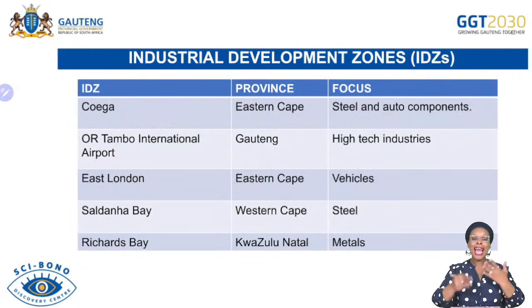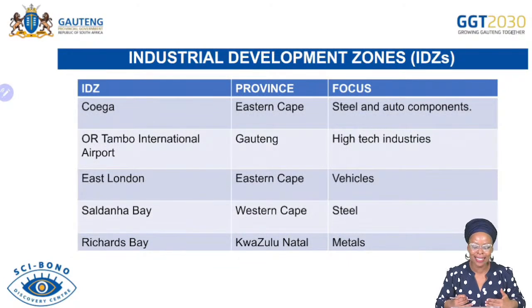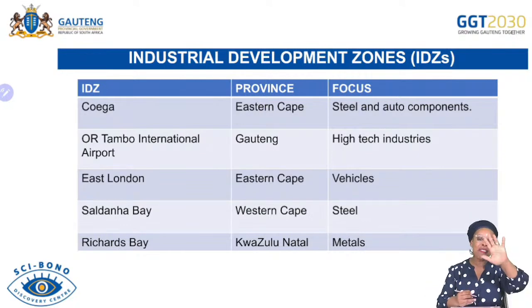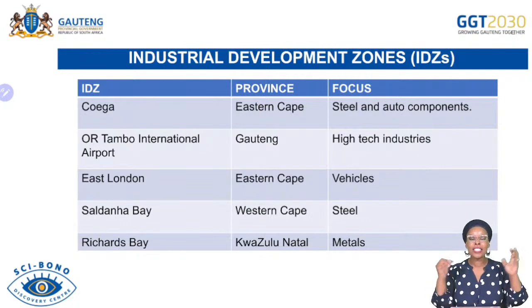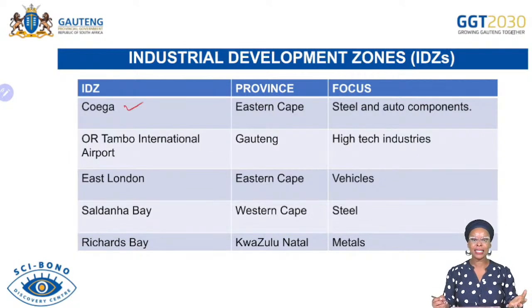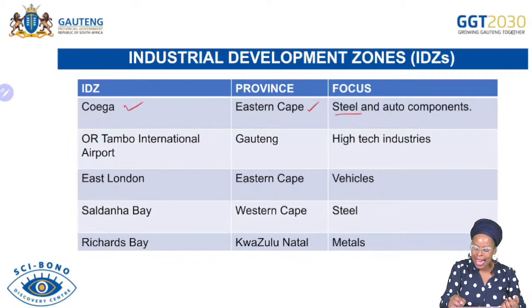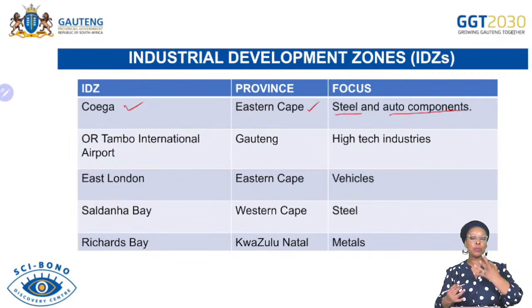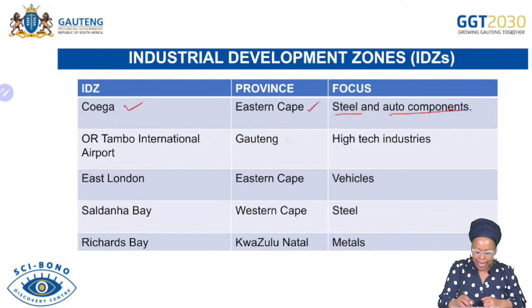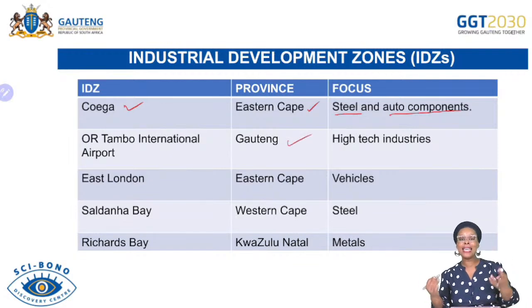Previously, we had IDZs. Underline previously. Previously, we had 5 IDZs in South Africa. Let's look at them. We had the Coega IDZ, which is located in Eastern Cape. It focused on steel and auto components, those parts which are used for manufacturing of vehicles. We also have OR Tambo International Airport, which is found in our province, Gauteng, and it focuses on high-tech industries.